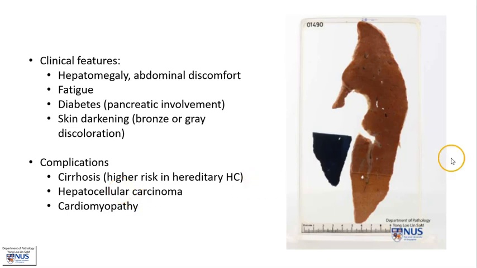Complications would include cirrhosis in the liver, which we have seen in our virtual microscopy slide, and the risk of cirrhosis is higher in patients with primary or hereditary hemochromatosis. There is also an increased risk of hepatocellular carcinoma. If this condition affects the cardiac tissues, there can be cardiomyopathy as a result.